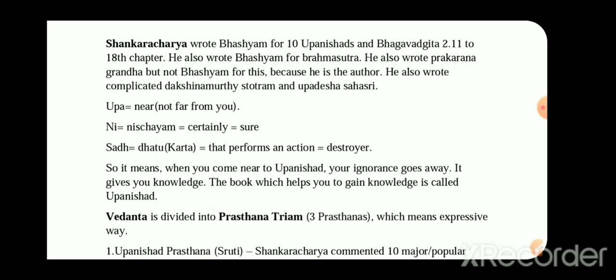And he also wrote Dakshinamurti Stotram. Dakshinamurti means he is one form of Lord Shiva. So it is very complicated. That Stotram, Dakshinamurti Stotram, is very complicated. So he wrote Bhashyam for that Stotram as well. And Upadesha Sahasri as well he wrote. So he also wrote the complicated Dakshinamurti Stotram and Upadesha Sahasri. These are also some of the texts.